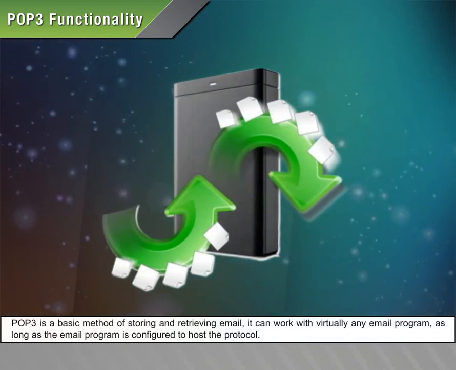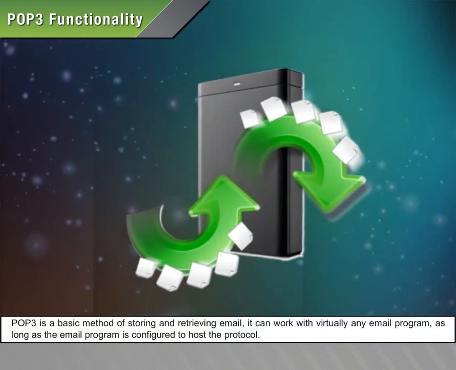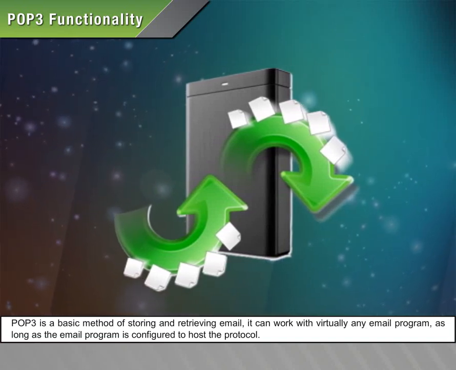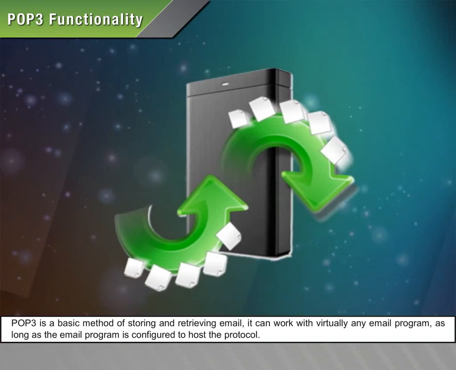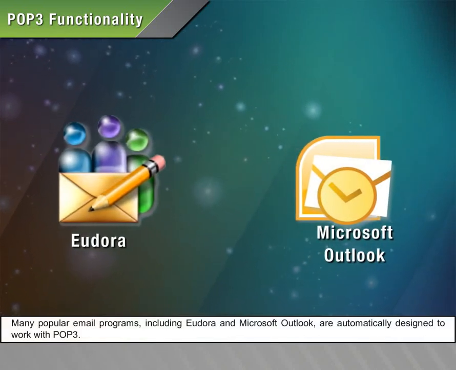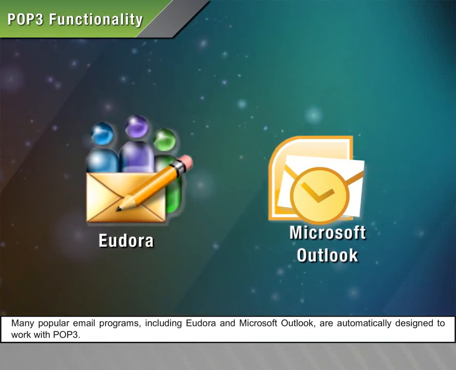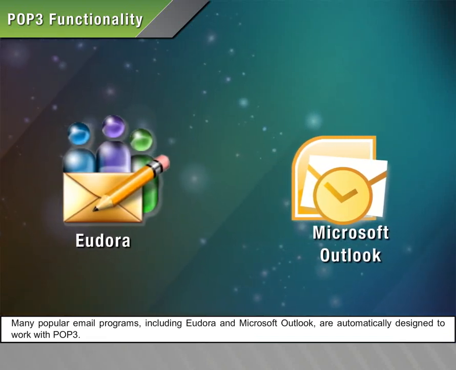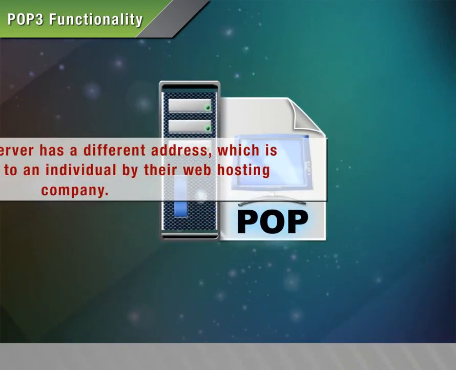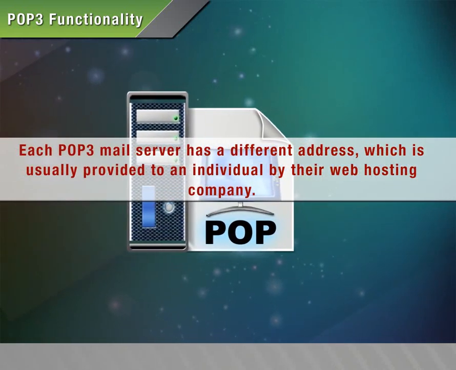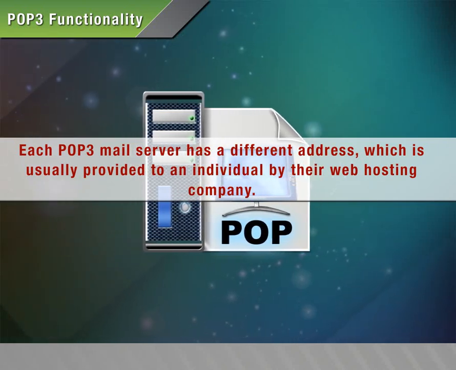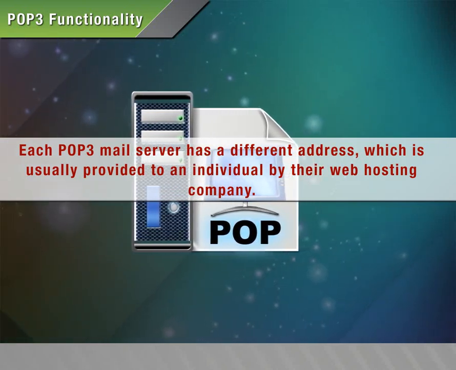POP3 is a basic method of storing and retrieving mail. It can work with virtually any email program as long as the email program is configured to host the protocol. Many popular email programs including Eudora and Microsoft Outlook are automatically designed to work with POP3. Each POP3 mail server has a different address which is usually provided to an individual by their web hosting company.